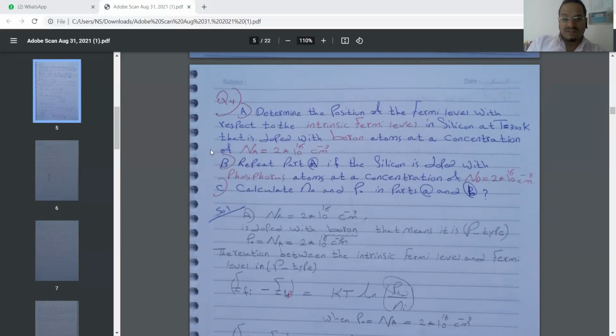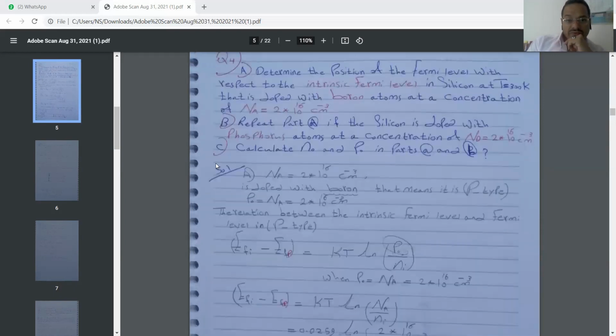B, repeat part A if the silicon is doped with phosphorus atoms at a concentration of Nd. I will explain the difference between this situation and the first after I solve the unfinished part A. I will explain the important information and how it is different from the last one. Let's start solving part A.